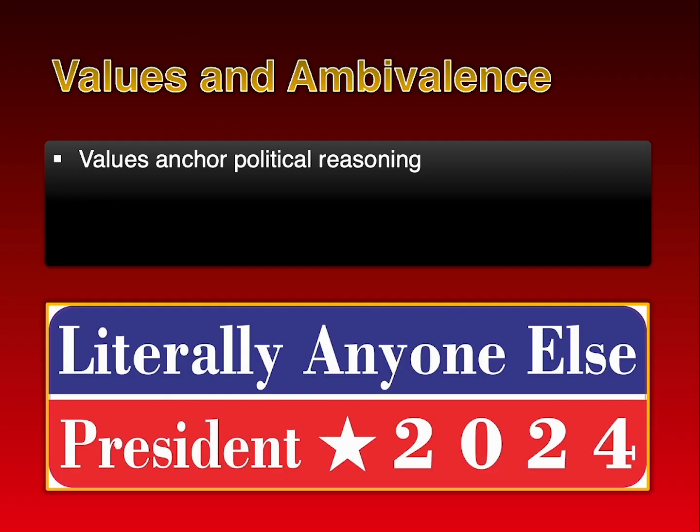The other part is values. Values play a central role in political reasoning. Americans draw on core beliefs like liberty, equality, and fairness, but these values often conflict. For example, do we put all of our eggs in the basket of liberty, or do we put our eggs in the basket of security, which necessarily requires some bridging of liberty, or equality versus individual responsibility? Such conflicts create what we call ambivalence, leading to unstable or context-dependent opinions.